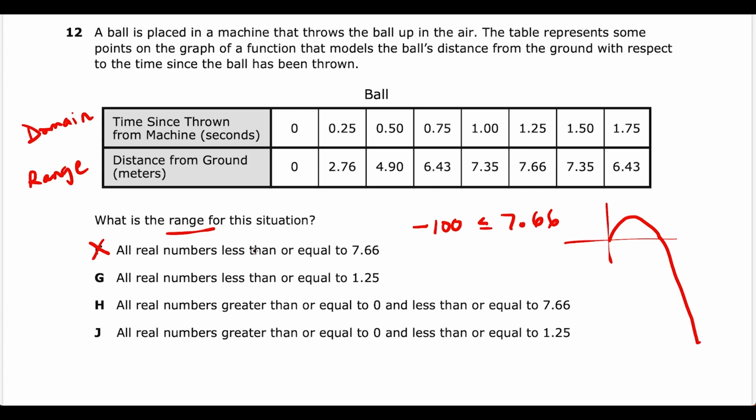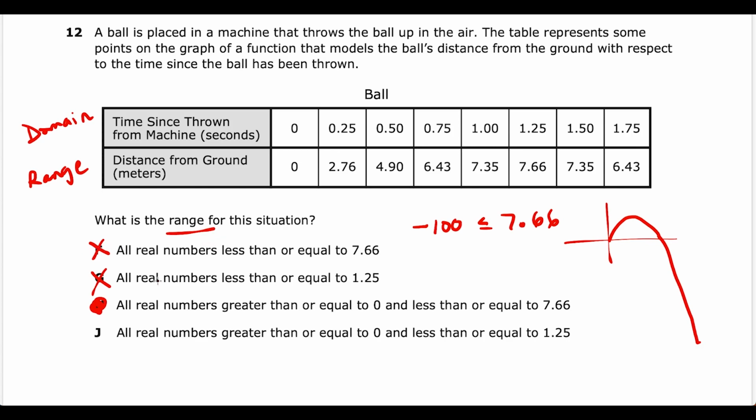So all real numbers less than or equal to 1.25. This is confusing things with the domain, mixing up the domain and range. So this is out. But here we go. All real numbers greater than or equal to 0 and less than or equal to 7.66. This is the one because remember, the ball is above ground. The ball is not going through the earth. So that's why this choice fixes the problem we ran into with the first answer choice.